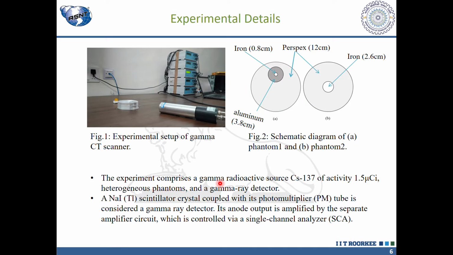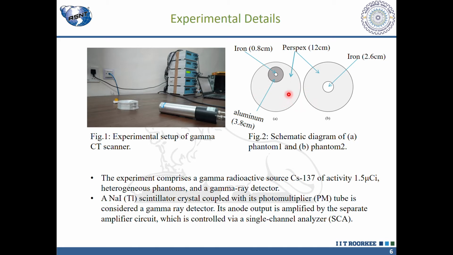Here are the experimental details of this work. This is the experimental setup of the gamma CT scanner. This experiment comprises a gamma radioactive source, which is cesium-137, two heterogeneous objects, and a gamma ray detector, which is a sodium iodide scintillation detector.